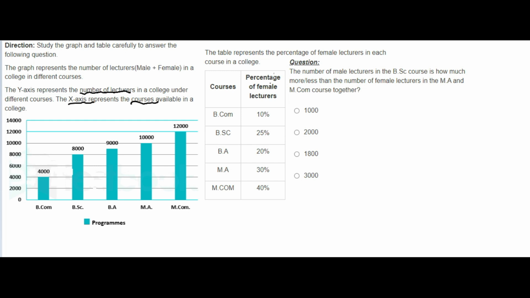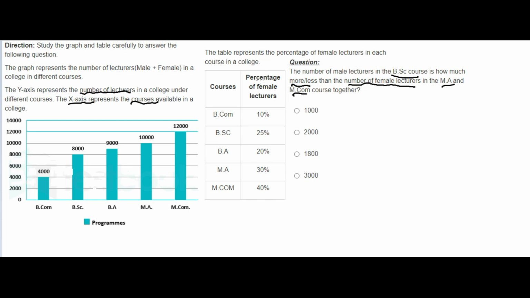Now listen here, what the question means. The number of male lecturers in the BSc course is how much more or less than the number of female lecturers in both MA as well as MCom. So you have to take the addition of the MA lady staff and the MCom lady staff, and whether they combined are more than the BSc gents staff count. I have to calculate.